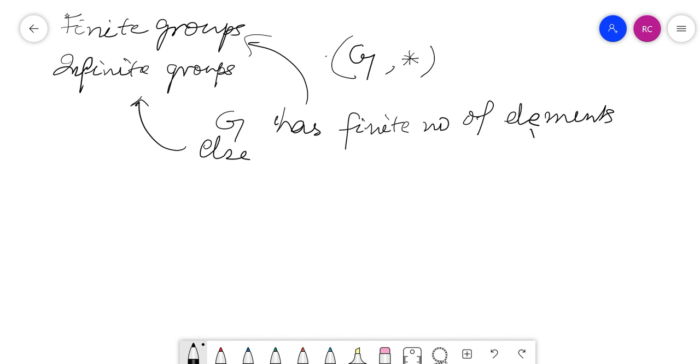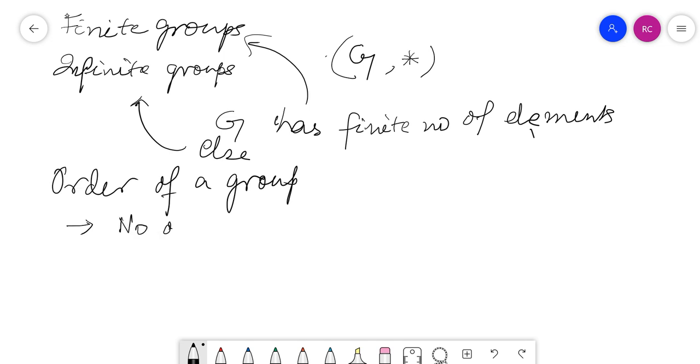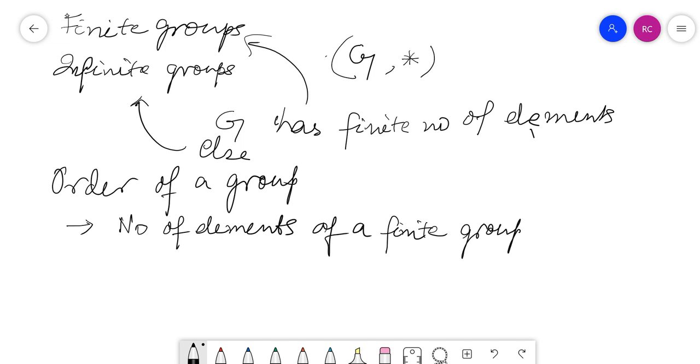What is the order of a group? In case of a finite group, the number of elements is the order of the group. Number of elements of a finite group, right?